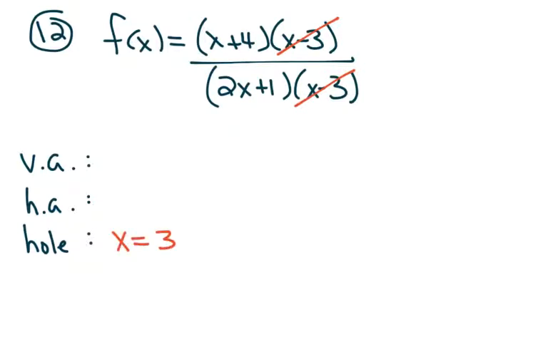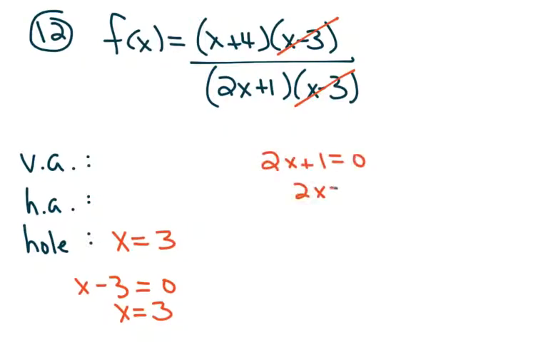You determine the hole by taking what you canceled, setting it equal to 0, and solving for x. Remember to put x equals 3 and not just the number 3, or I will not give you full credit. After you determine the hole, then if there's anything else in the denominator, you're going to set that equal to 0, and it's going to determine your vertical asymptote. And it turns out that there is a vertical asymptote at x equals negative 1/2.